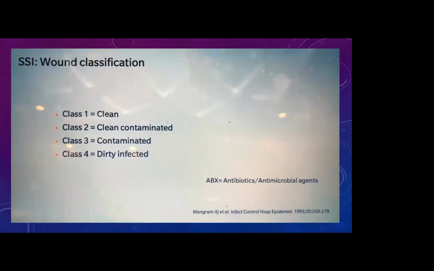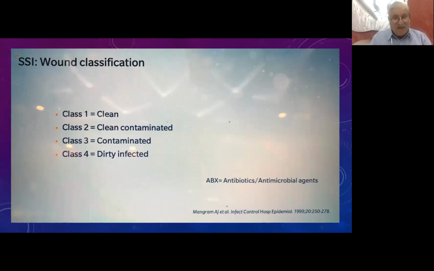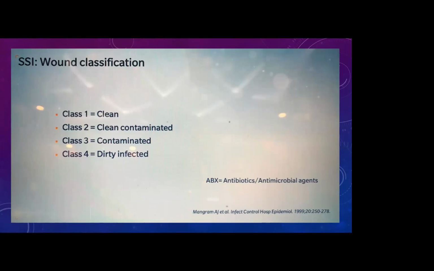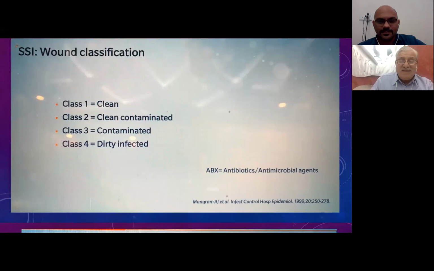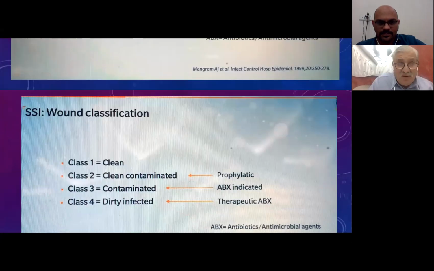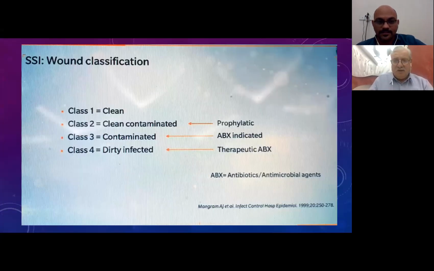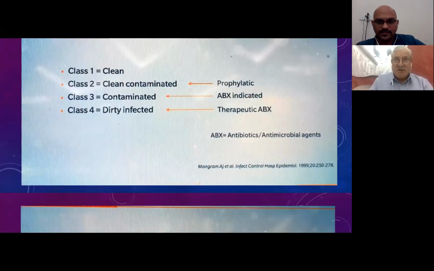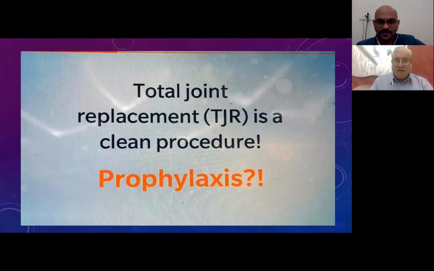Wound classification. Let us classify our wounds. Class 1 is clean, class 2 clean but little contaminated, class 3 contaminated, class 4 dirty, infected. For class 2 and class 3, we need prophylactic antibiotic. Class 4, we need therapeutic antibiotic. But total joint arthroplasty is a clean procedure. Do we need prophylaxis? The answer is yes.